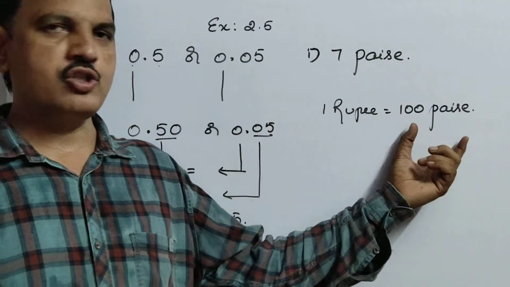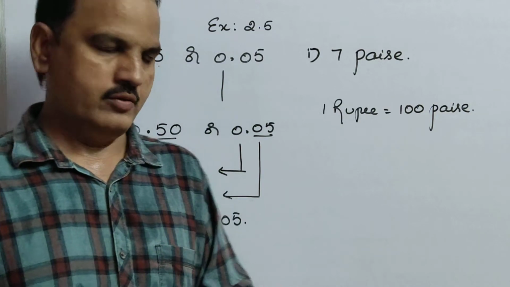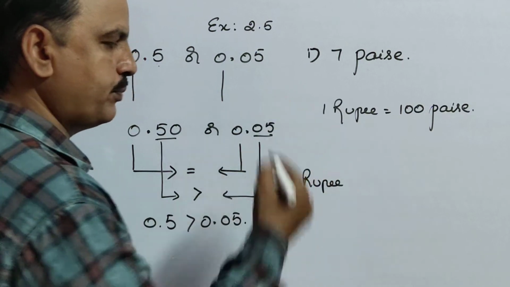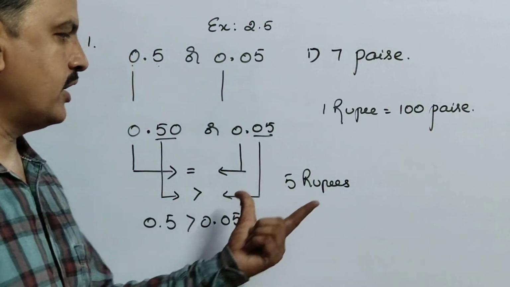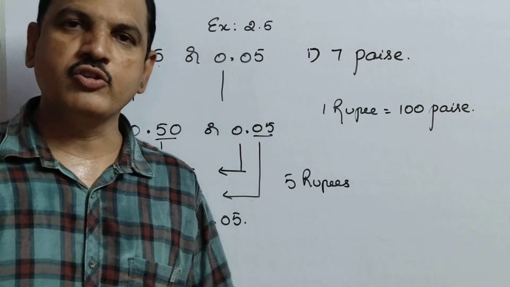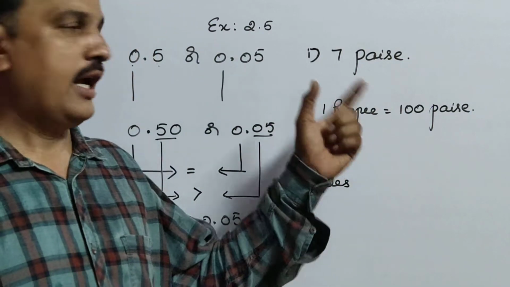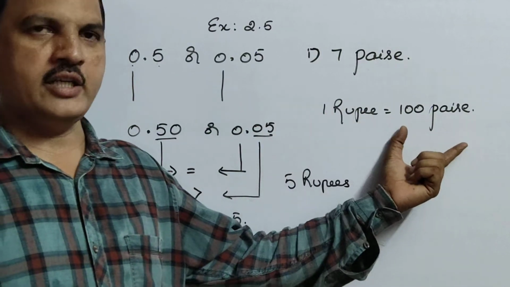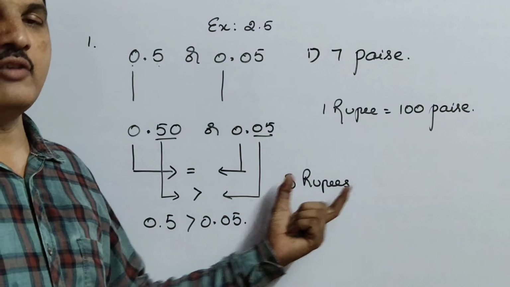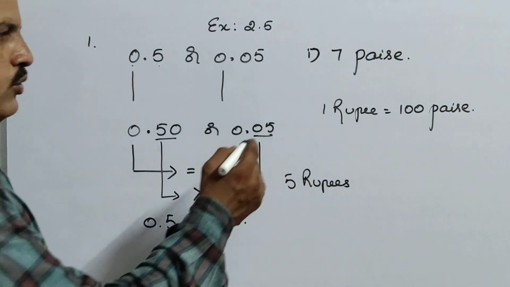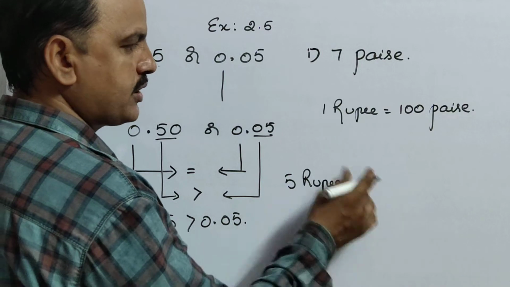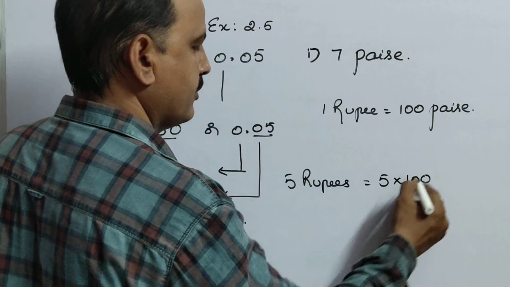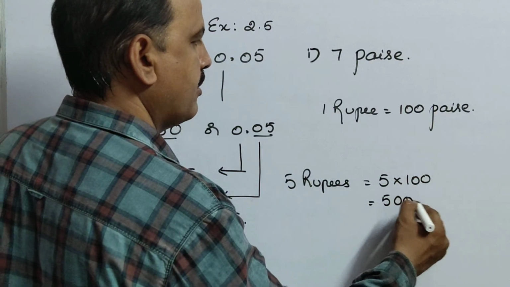Here 1 rupee equals 100 paisa. If I give you 5 rupees and ask you to convert 5 rupees into paisa, what will you do? I'm not discussing the sum, I'm discussing in general. 1 rupee equals 100 paisa. You all know 1 rupee is 100 paisa, so 5 rupees equals 5 into 100, that is 500 paisa.